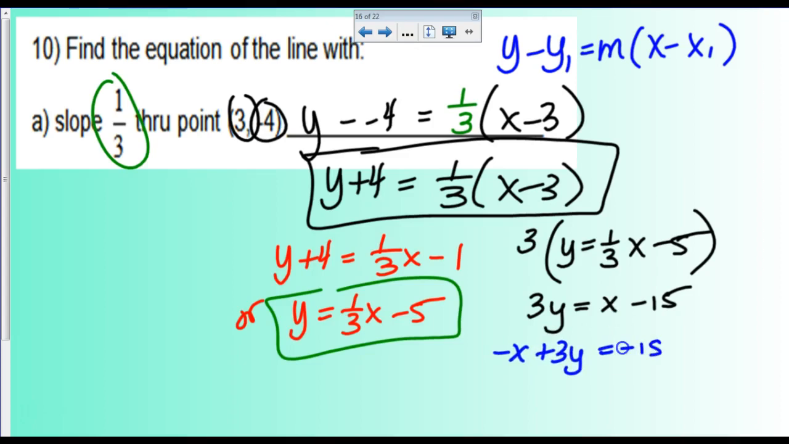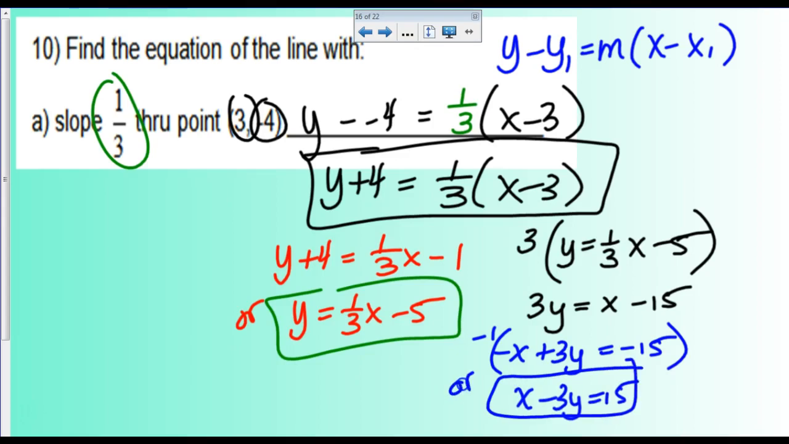And then hopefully you remember that this is not good enough. You have to have a positive coefficient here on the x. So if I divide or multiply everything by a -1, I get x minus 3y equals positive 15. So point slope, slope intercept, standard form. You have to be able to go fluidly between all of them.